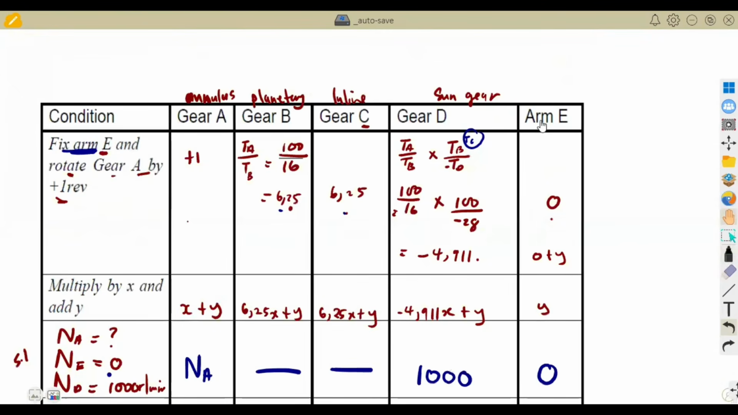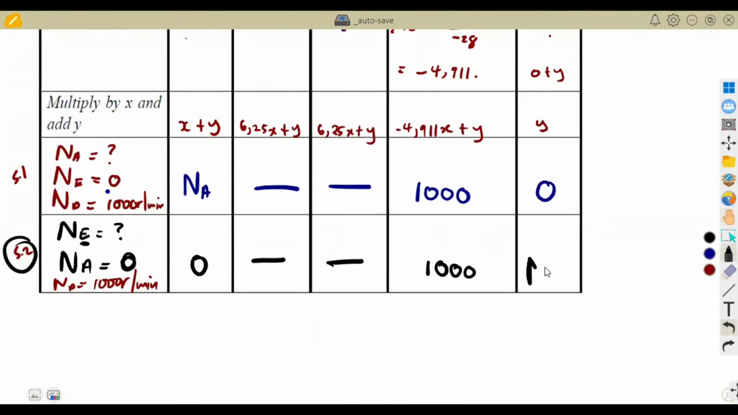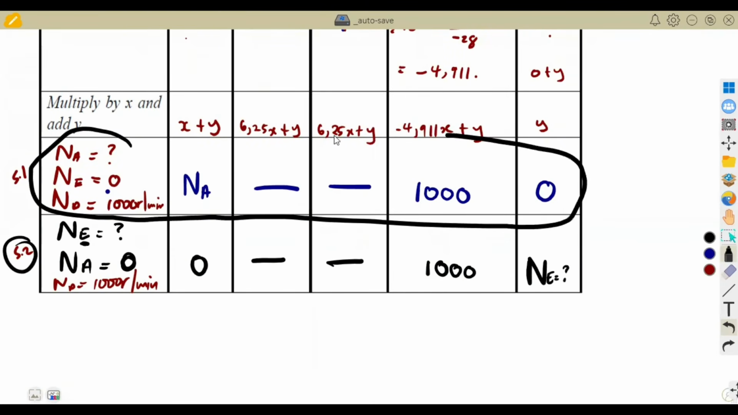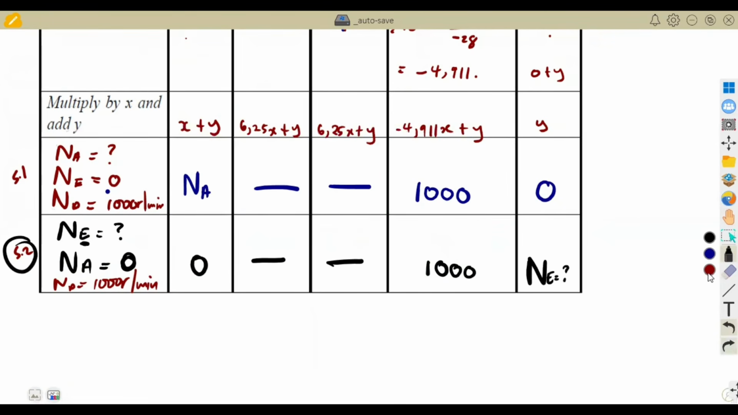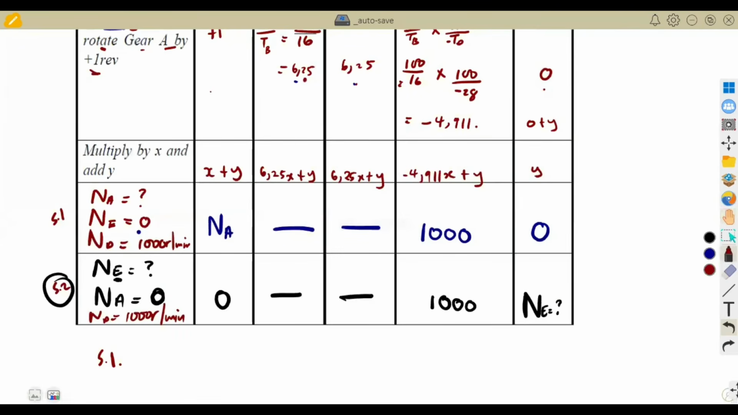Here we've got E. What do we have at E? That is the one that we are supposed to calculate its speed at the end of the day. So that is the condition. This part here is for 5.1. We use this one to calculate 5.1. So for question 5.1, we are going to equate whatever we have here to these values in 5.1.